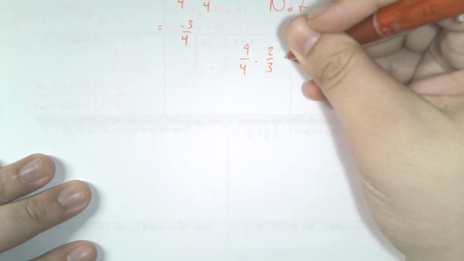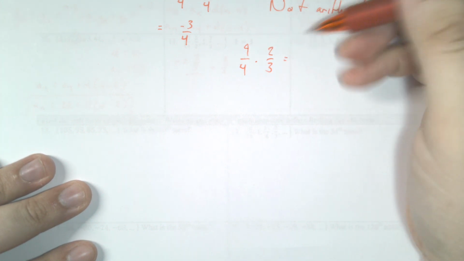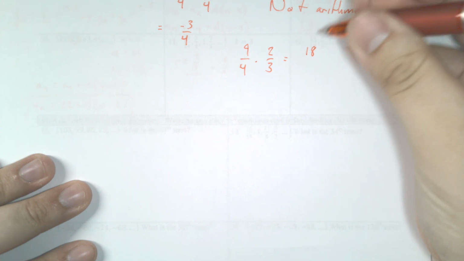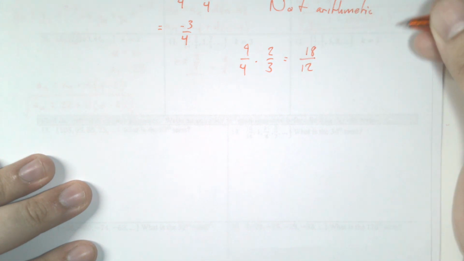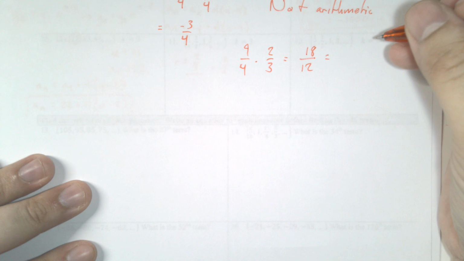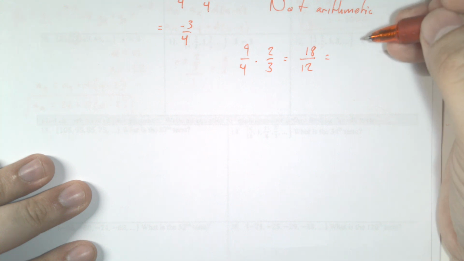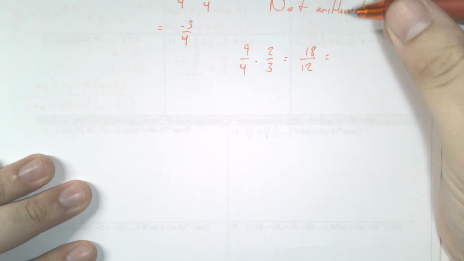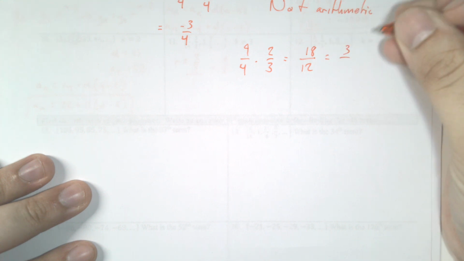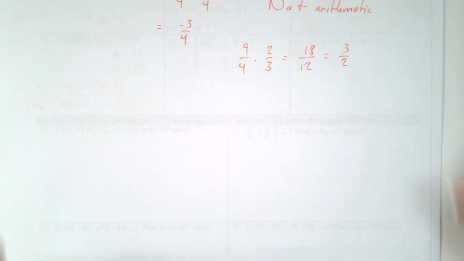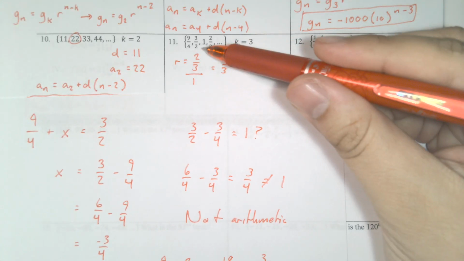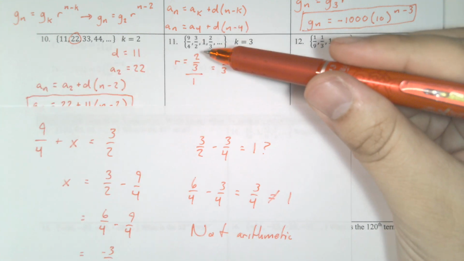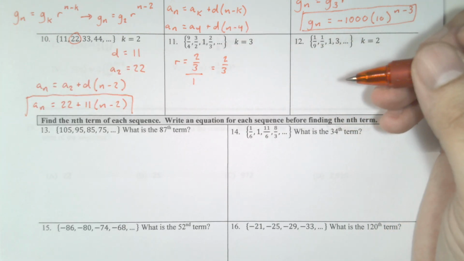And we can verify that by doing 9 over 4 times 2 over 3. Well, 9 times 2 is 18 divided by 12. And 18 over 12, we can divide both of those numbers by 6. 18 divided by 6 is 3. 12 divided by 6 is 2. So that should be our next term in the sequence. And sure enough, that's what we have, 3 over 2. So we know that our ratio is in fact 2/3.